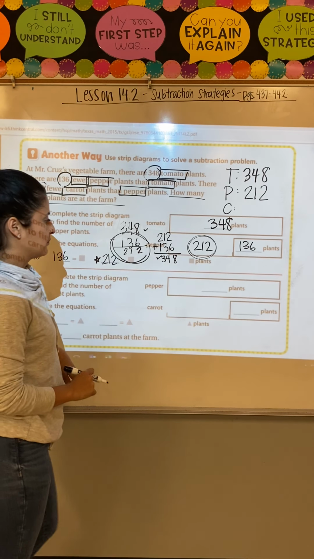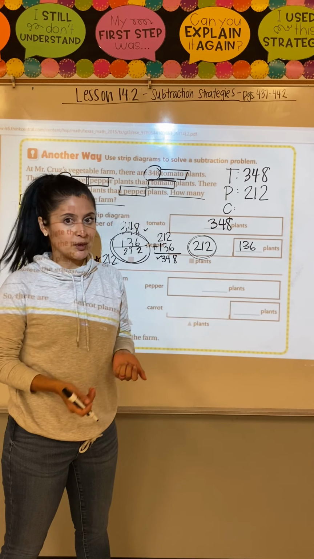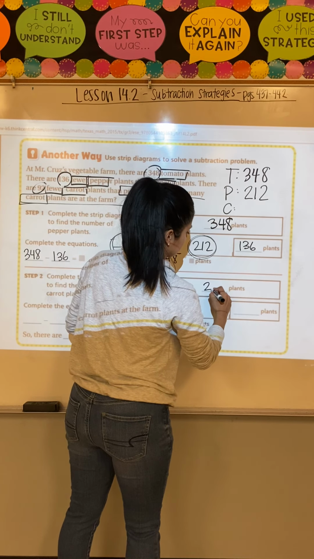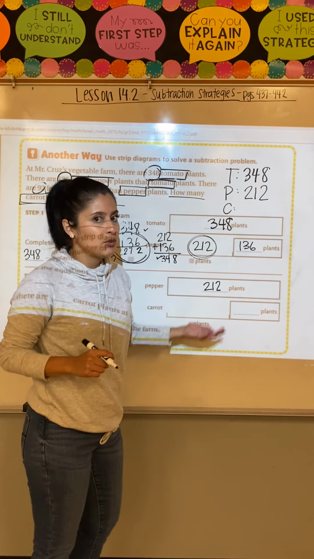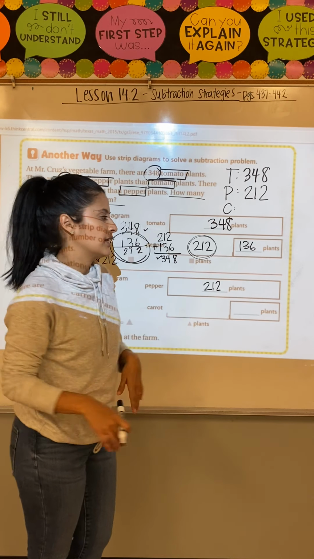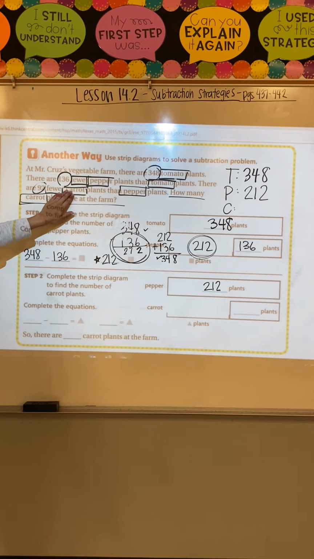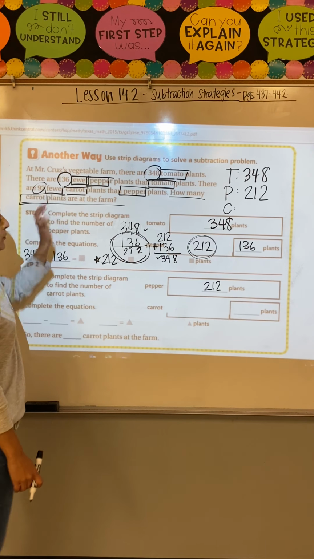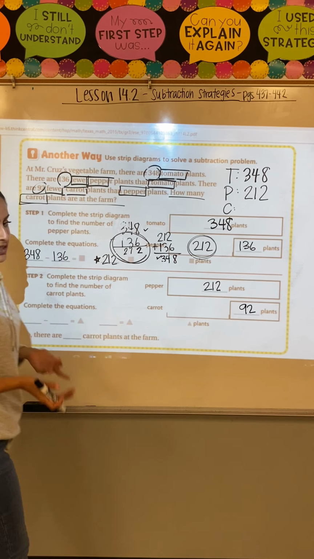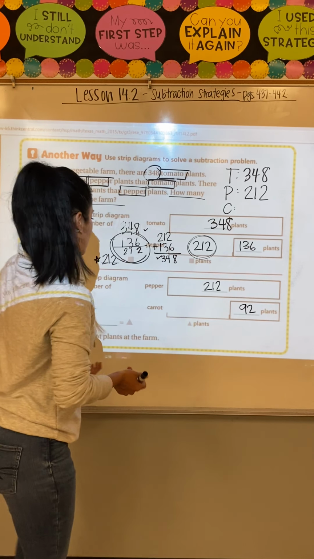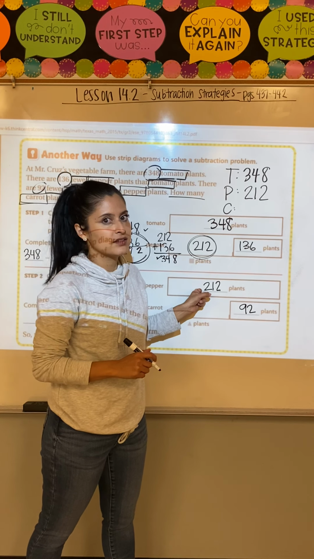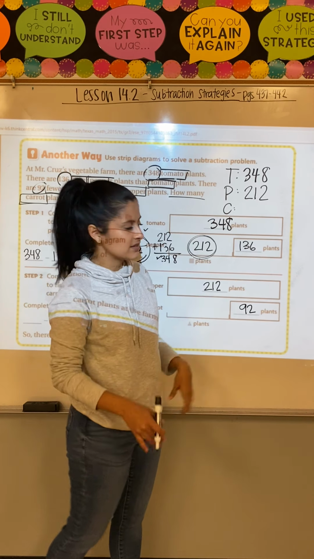Now, what do we plug in for pepper plants? 212. And again, we're not getting more pepper plants. That is my whole. That is my total of pepper plants. But we know for carrots, there's 92 fewer, 92 less, a smaller amount. So I know that my answer for carrots has got to be smaller than this because it's fewer, it's less.